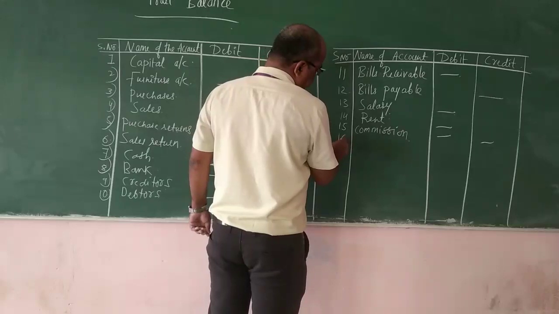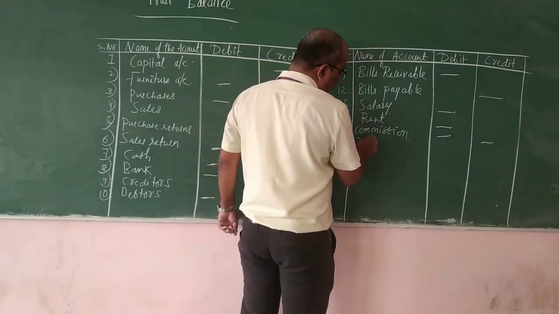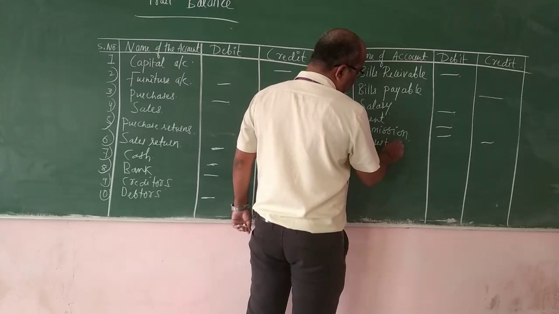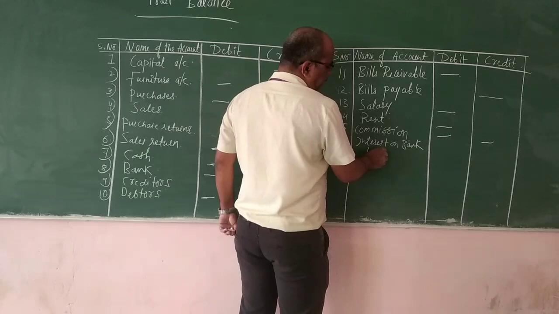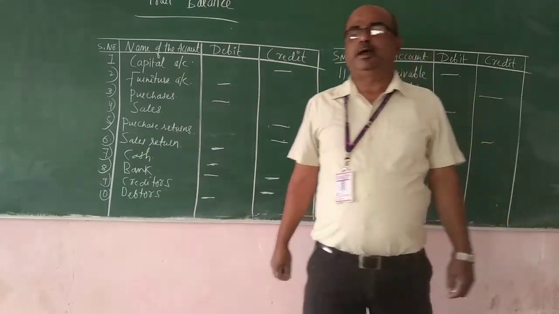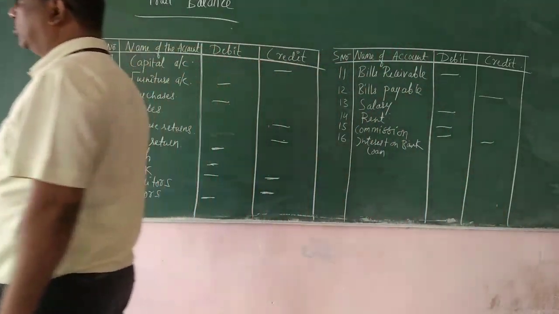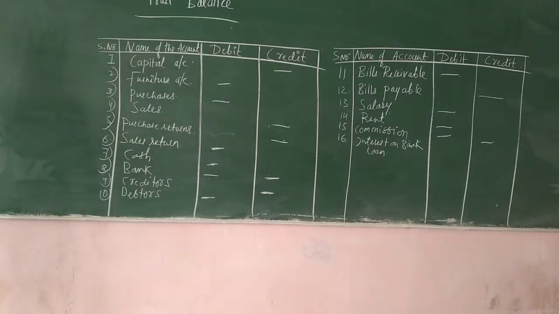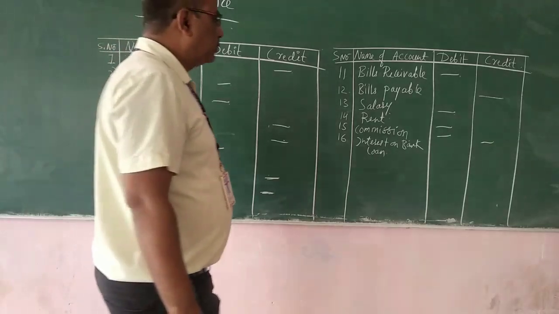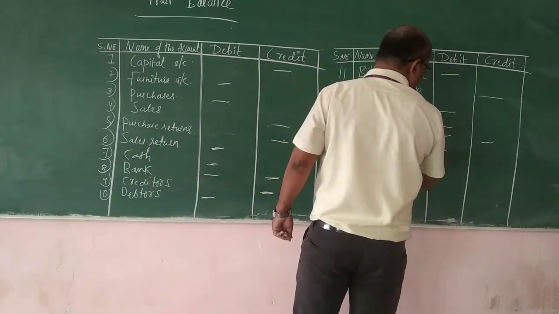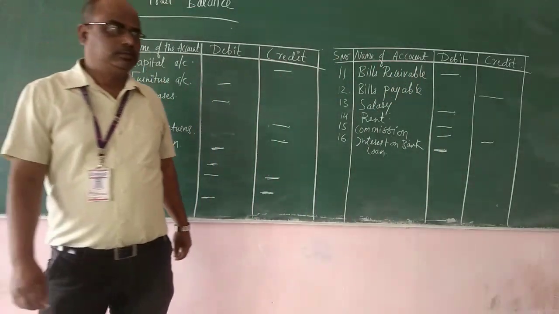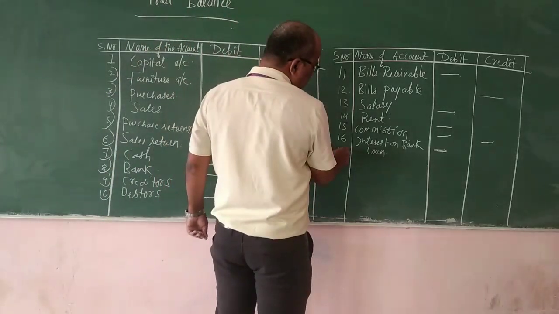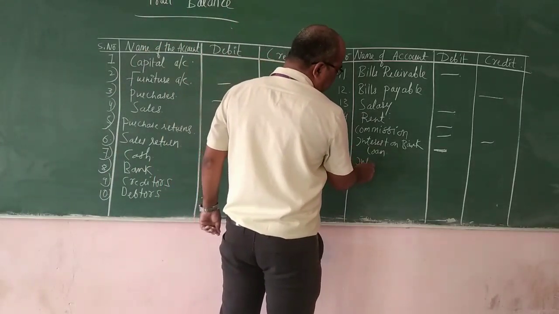Next, interest on bank loan. Interest on bank loan is an expense because you have taken a loan and you are supposed to pay the interest on the loan to the bank. So interest on loan to the bank should be debited. Interest on investments.